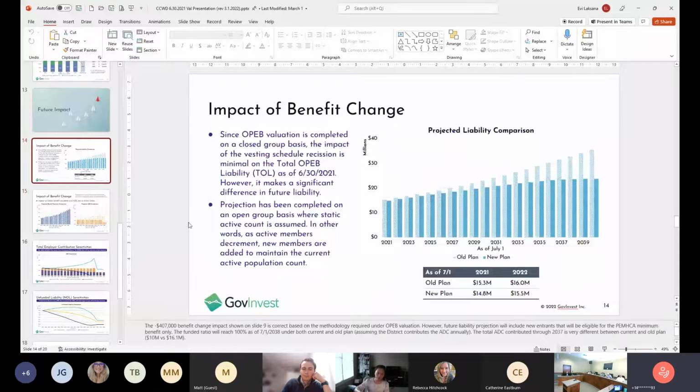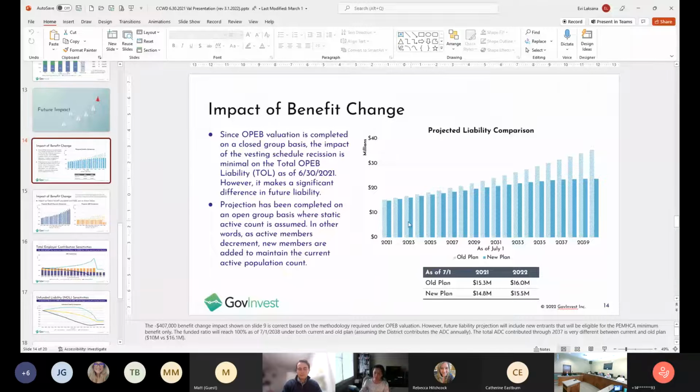So I'm just going to go back to slide 14 for a minute, just to show you the liability impact of the benefit change over the years. What we saw in the prior slide was only a 400,000 liability decrease from the benefit change. But if you project that out over a 20-year period, as shown in the chart, it is very, very different, the liability at the end of that 20-year period.